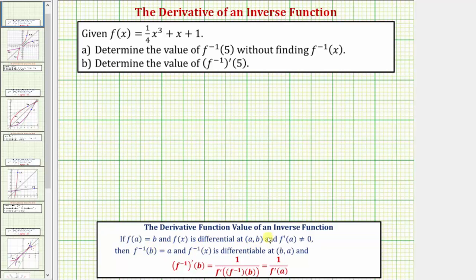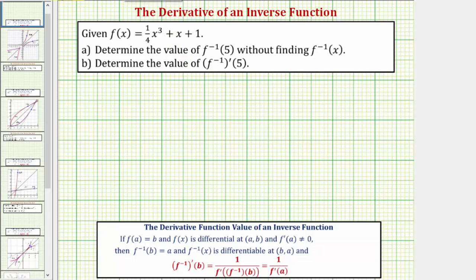So looking at our notes below, if f of a equals b, and f of x is differentiable at the point a comma b, and f prime of a doesn't equal 0, then f inverse of b equals a, and f inverse is differentiable at the point b comma a, and the derivative of f inverse at x equals b equals 1 over f prime of f inverse of b, which also equals 1 over f prime of a, because a is equal to f inverse of b as stated here. So we can use this theorem to answer part A and B.